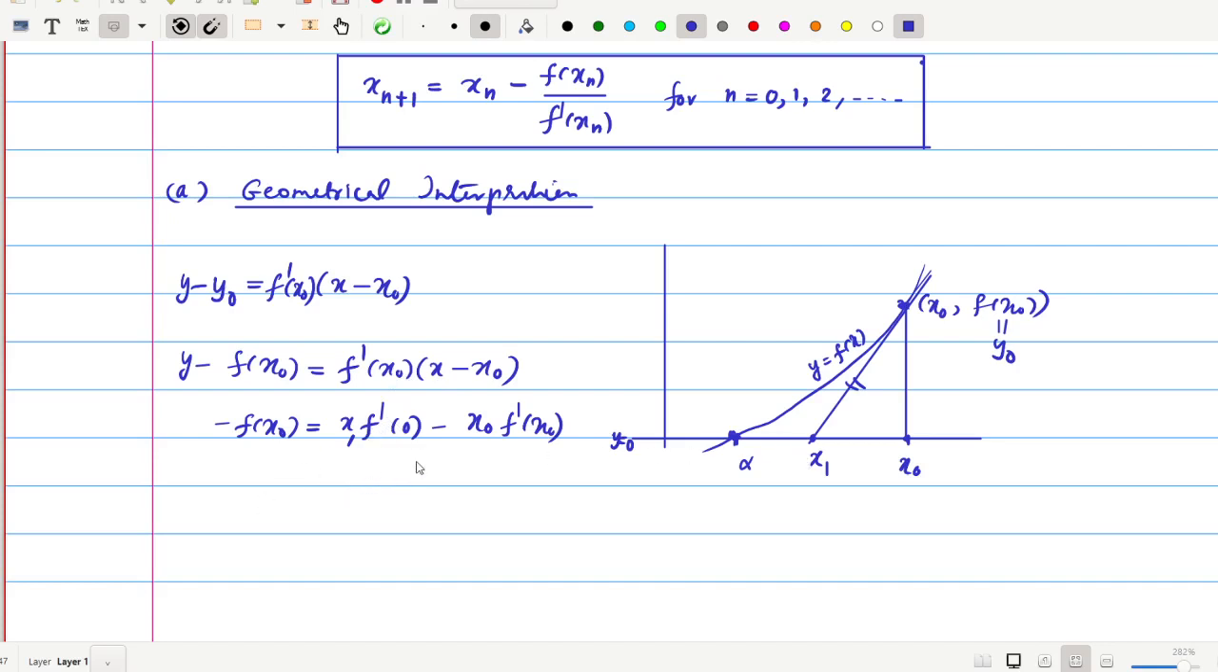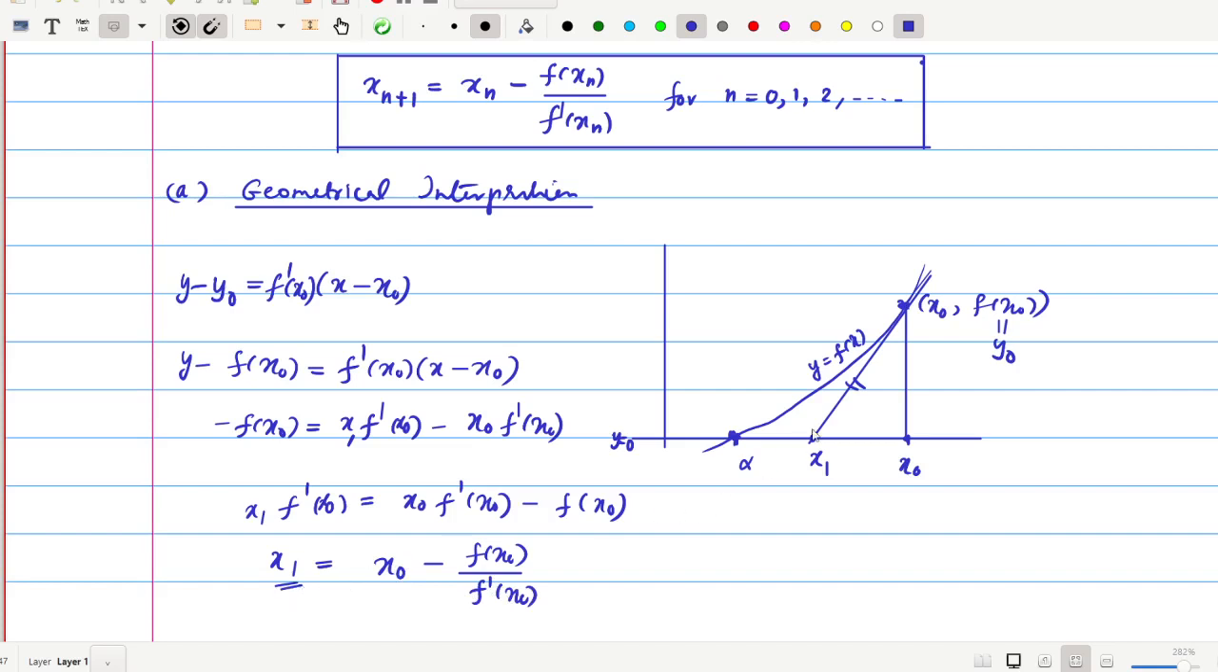We can solve for x1: x1 times f dash of x naught equals x naught times f dash of x naught minus f of x naught. So x1 takes the form x naught minus f of x naught divided by f dash of x naught. Using this equation, using this value of x naught, you can get the value of x1.